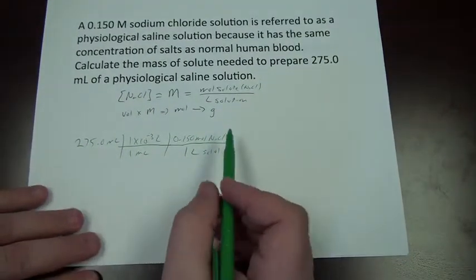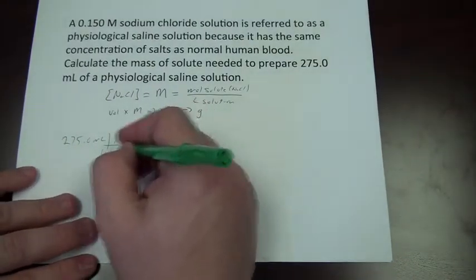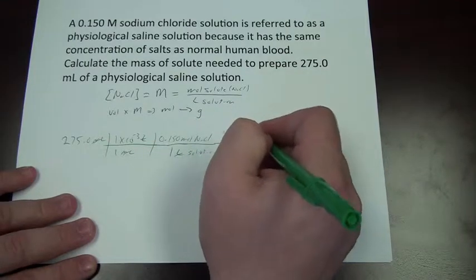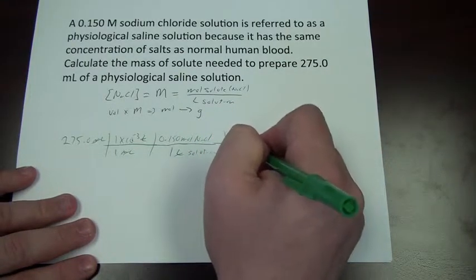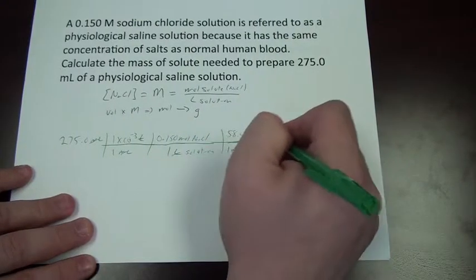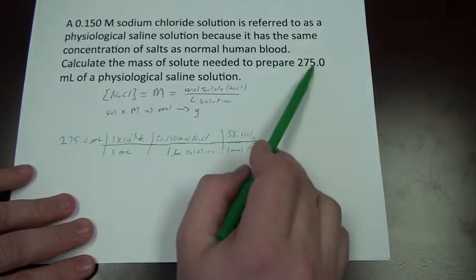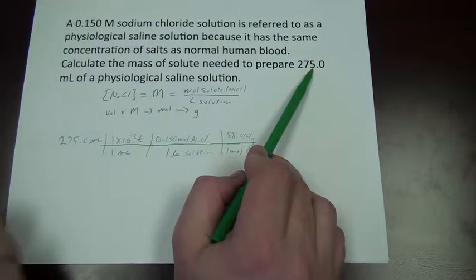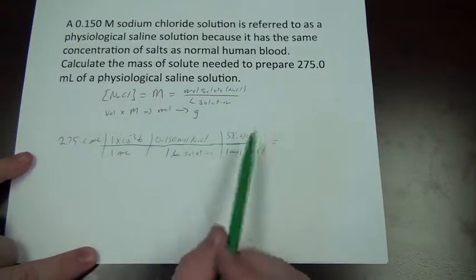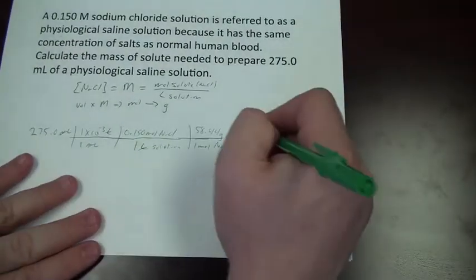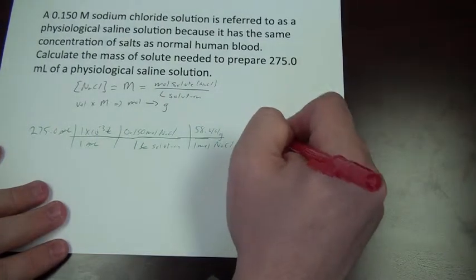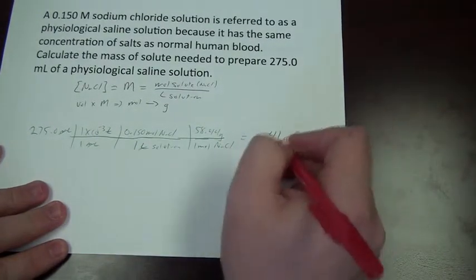Right? So that's going to cancel with that. So now we're going to be left with moles of sodium chloride. And for every 1 mole of sodium chloride, we have a mass of 58.44 grams. So in this 275 milliliter solution, if we want it to be 0.150 molar of sodium chloride, we have to add 2.41 grams of sodium chloride.